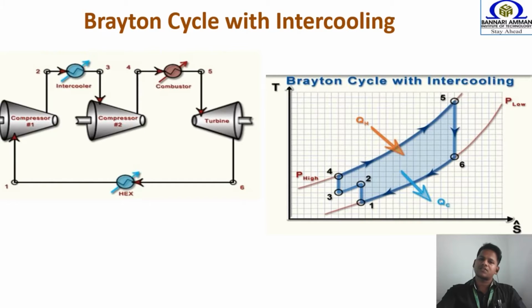You see, in the first stage, instead of having a single compressor which compresses the air from 1 bar to 10 bar, now we have two compressors. The first compressor is used to compress the air from 1 bar to 5 bar, and the second compressor is used to compress the air from 5 bar to 10 bar. So the 1 to 2 process is isentropic compression, and 2 to 3 is the intercooling process, where we are removing the heat energy.